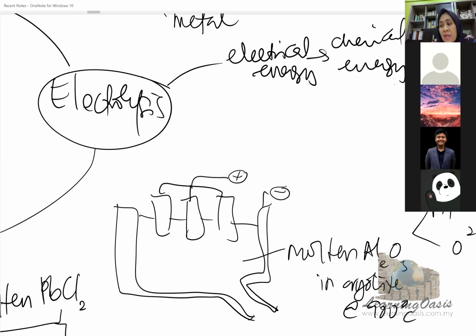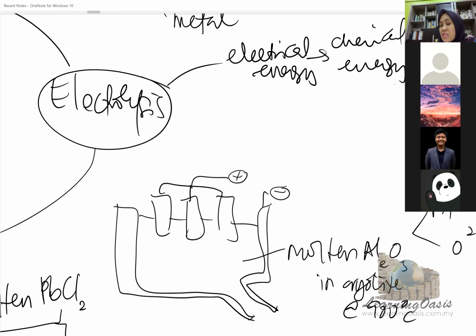Ionic compound, right? Ionic compound made up of what element? Aluminum oxide, what element made up aluminum oxide? Aluminum and oxygen. So if you electrolyze molten aluminum oxide, you get back aluminum and oxygen. You electrolyze molten sodium chloride, you get back sodium and chlorine. Are you following me here?